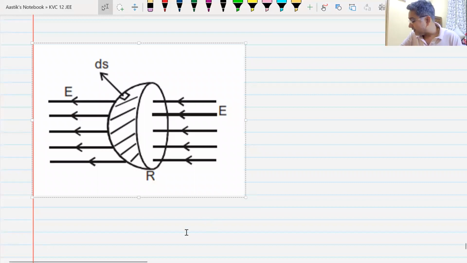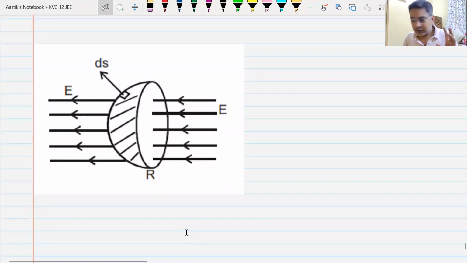You have this hemispherical cap placed in a uniform electric field. E is the uniform electric field. I think we have done a question like this before where I had put a point charge and I asked you to find out the electric flux to the curved part. Here also the same thing is done, but instead of the point charge, we have a uniform electric field passing through this cup. Now this cup could be kept like this or at any particular angle, it doesn't matter. The essence of the question remains the same.